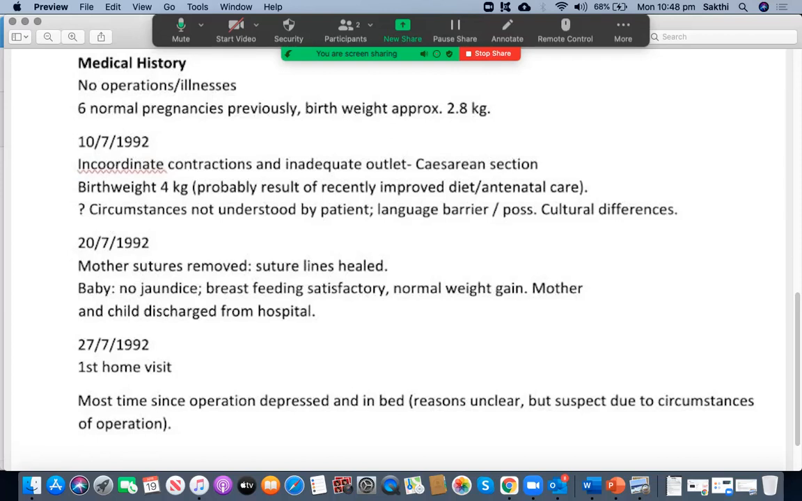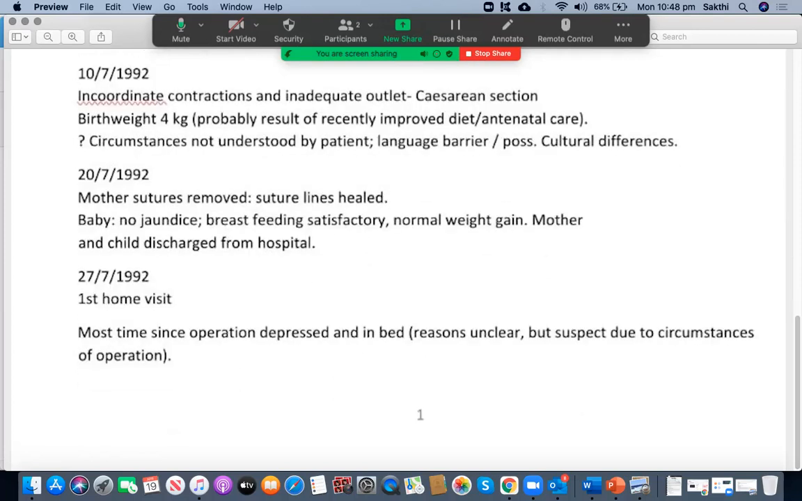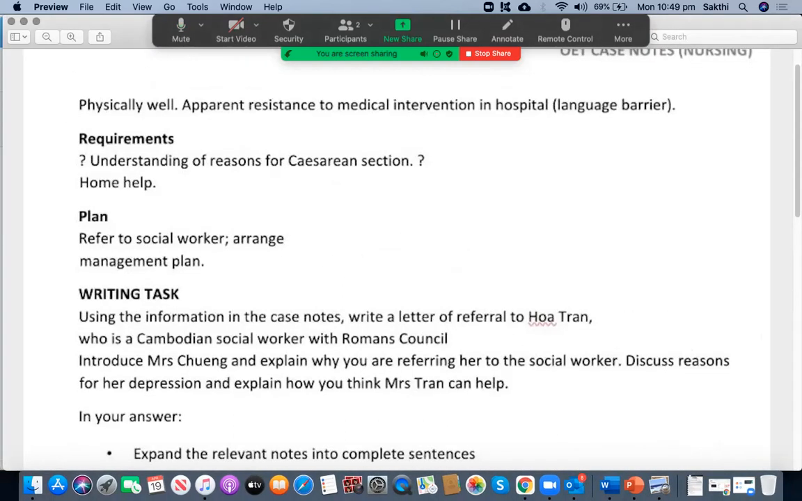7 circumstances. So this one is probably due to circumstances not understood by patient, language barrier, cultural differences. Okay, good. Mother, sutures removed, suture lines healed, baby, no jaundice, breastfeeding, satisfactory normal weight gain, mother and child discharged from hospital. That's okay. In first home visit, okay, good. Most times since operation, depressed and in bed, reasons unclear, but suspect due to circumstances of operation. Okay, all right. Let me go through the second case notes.